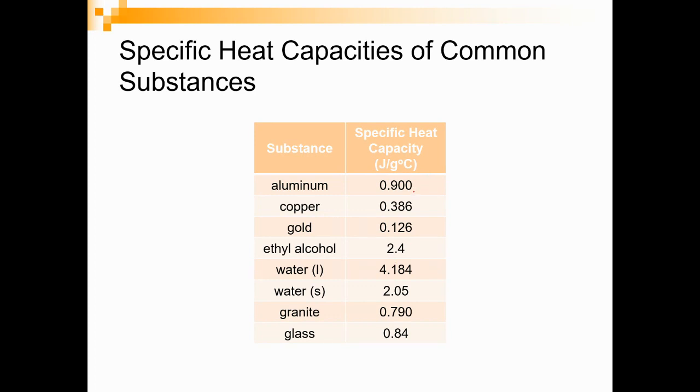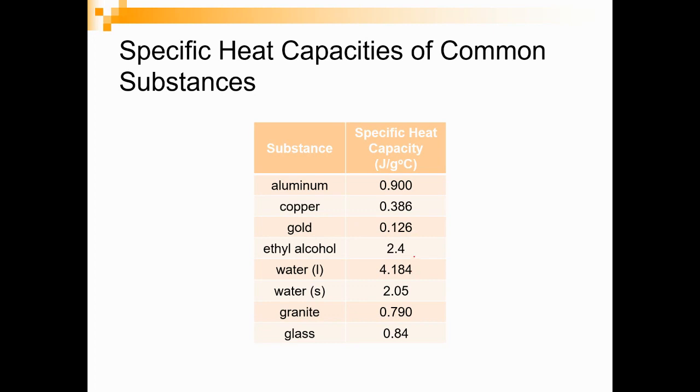And just again, to remind you what this means, if you have a chunk of aluminum, let's say 1 gram of aluminum, you would have to add 0.9 joules of energy to raise 1 gram of the aluminum 1 degree Celsius. For gold, you would have to add 0.126 joules of energy to change 1 gram of gold 1 degree Celsius. So the higher the specific heat capacity, the more energy it takes to change its temperature. The lower the specific heat capacity, like gold, the less energy it takes to heat it up or cool it down. So gold heats up and cools down very, very easily. It doesn't take much heat to heat gold up. Water, a lot of heat. It takes a lot of heat to heat up water.